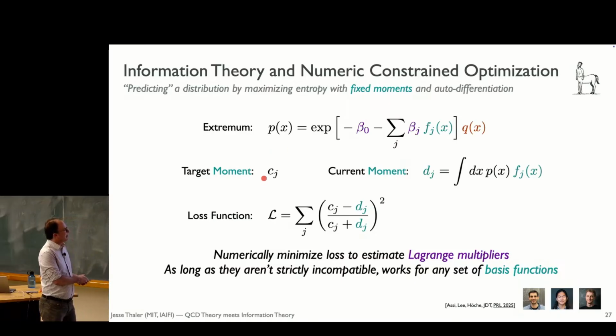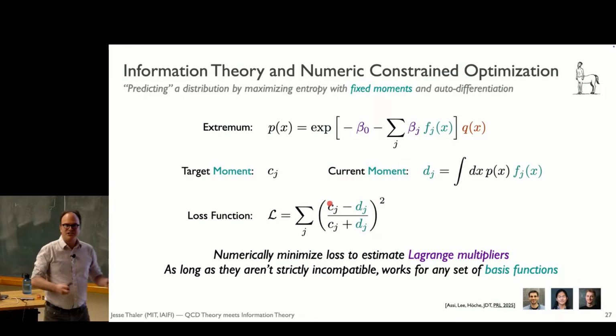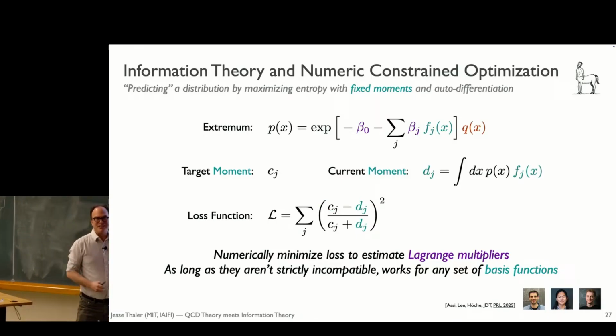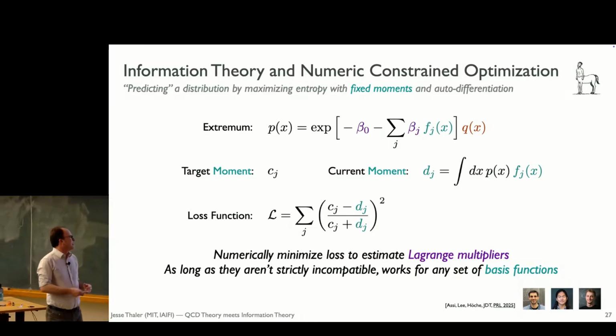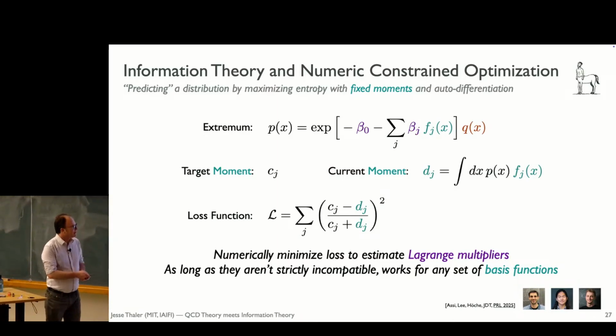I have a target value. I have a current moment value for that assumed choice of beta. I want to make the current value of the moment and the target value of the moment the same. So I put a loss function that says I want their difference to go to 0. And then I just release machine learning software at this problem, optimize my loss function until it goes to 0, numerically minimize the loss to estimate these Lagrange multipliers. And as long as these moment constraints aren't strictly incompatible, this works for any set of basis functions.